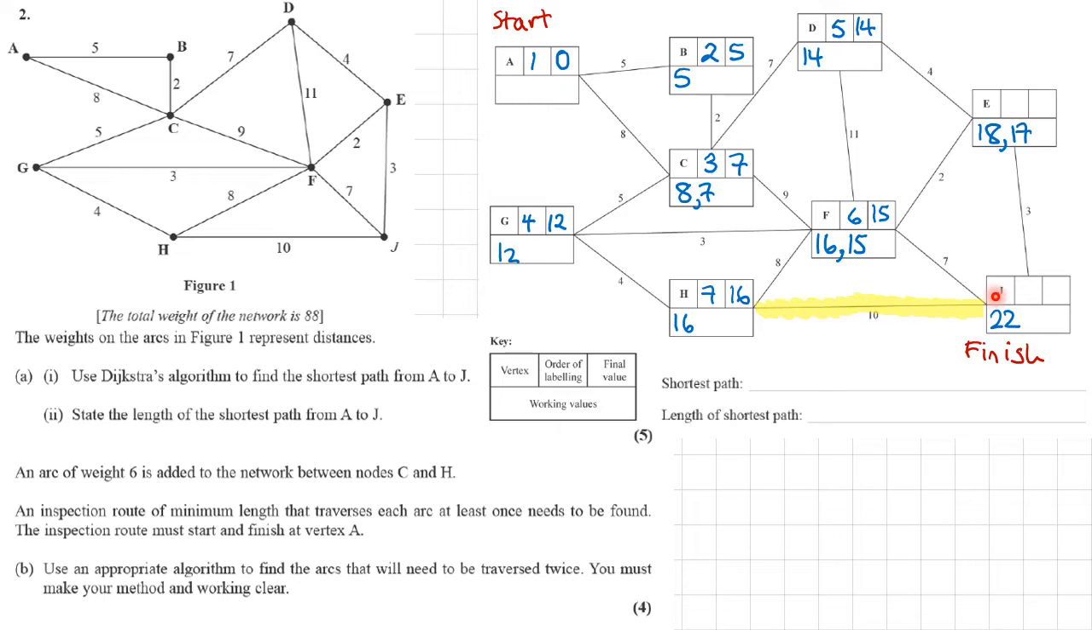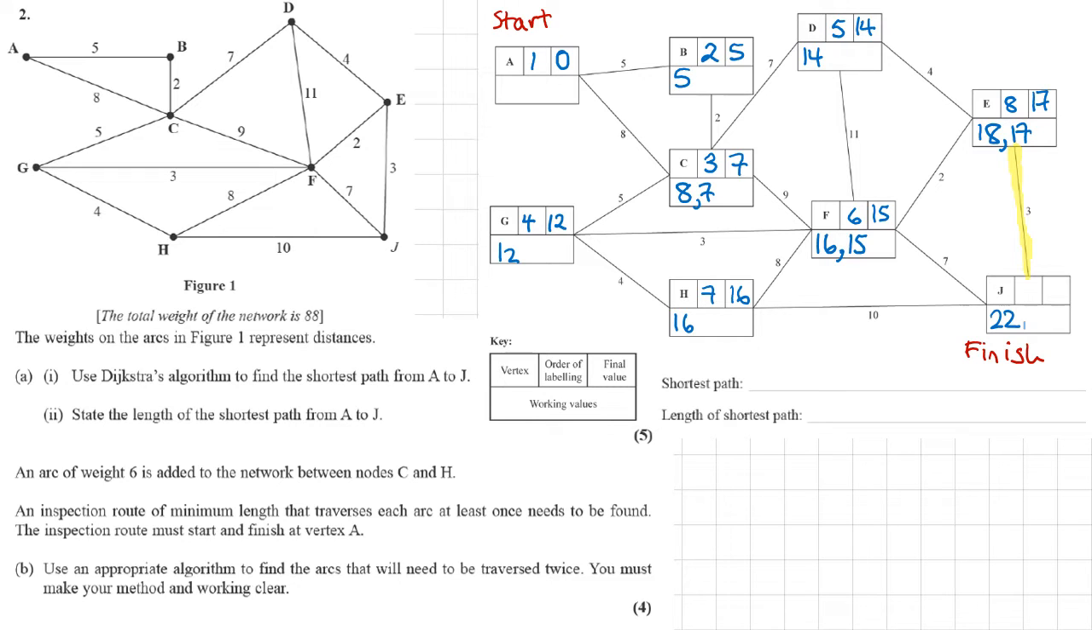So I now pick the vertex with the lowest working value. Out of 17 and 22, that's going to be E. So its working value of 17 now becomes its final value of 17. And this is the eighth vertex that I've labelled. Then the only vertex unlabelled that we haven't dealt with is the finishing vertex, J. So we have a final value of 17 plus 3, which is going to be 20.